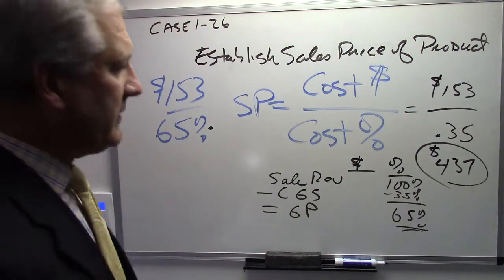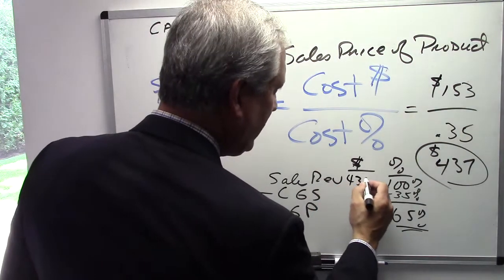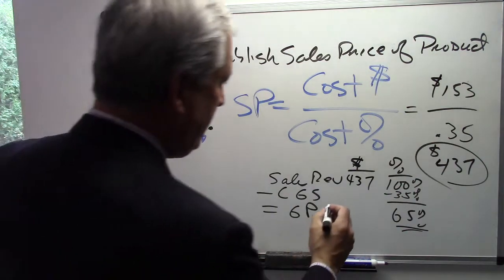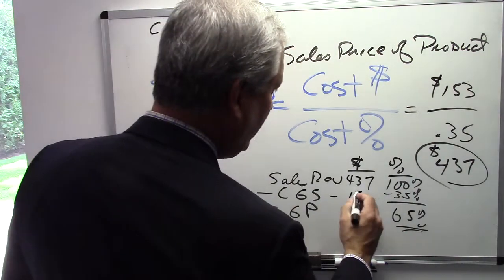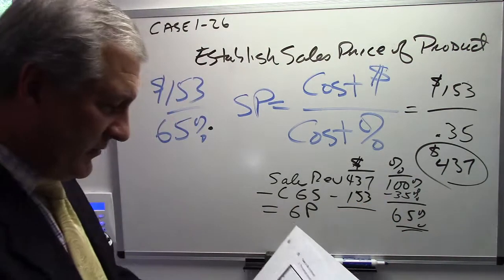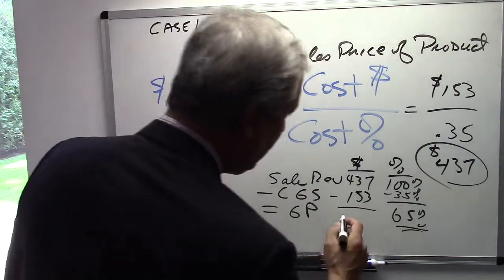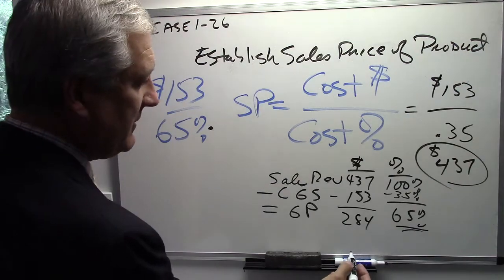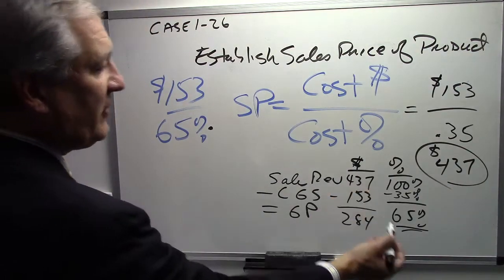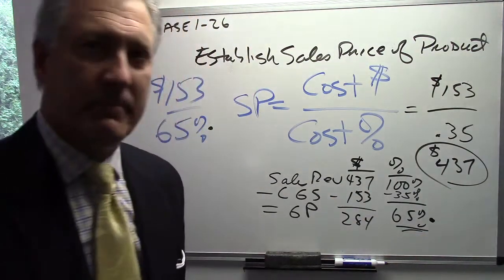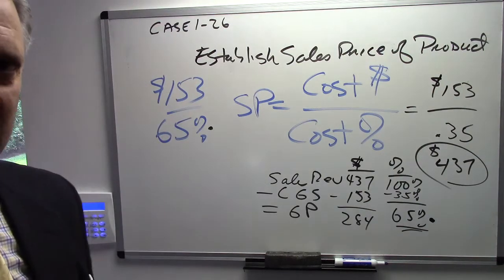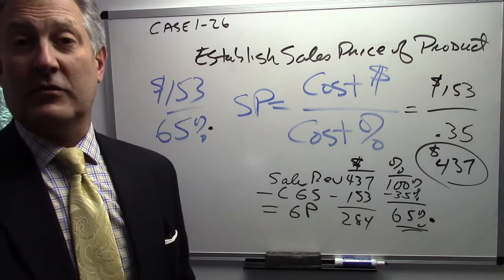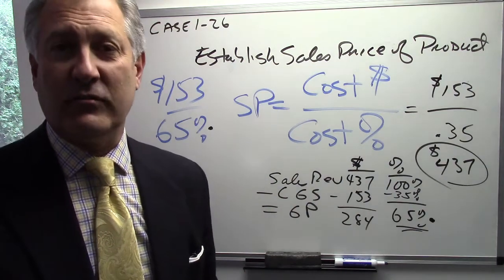Oh, does that work? 437 minus 153 equals what? 284. And if you do the math, you will realize that 284 divided by 437 is 65%. That's how they establish the selling price. What's the cost per unit? What's my desired gross profit margin?